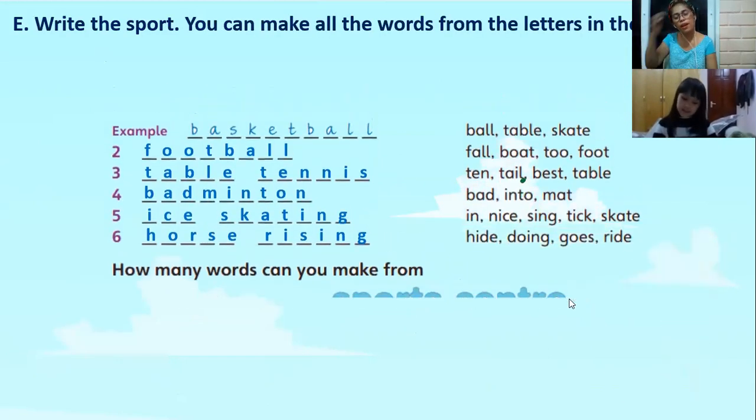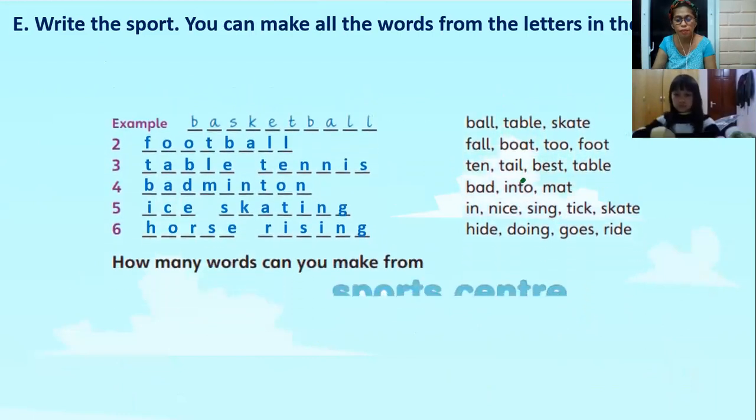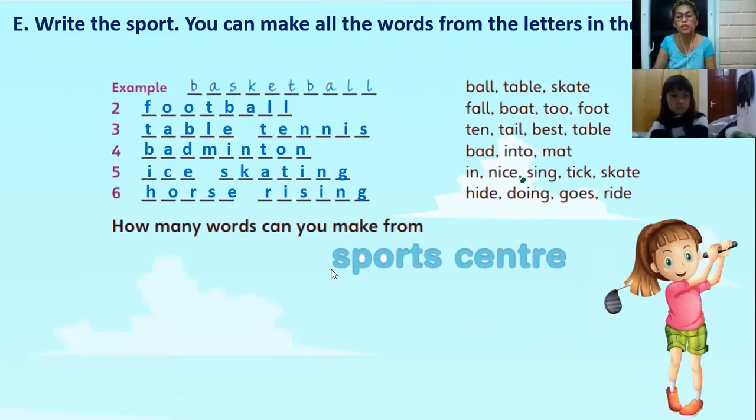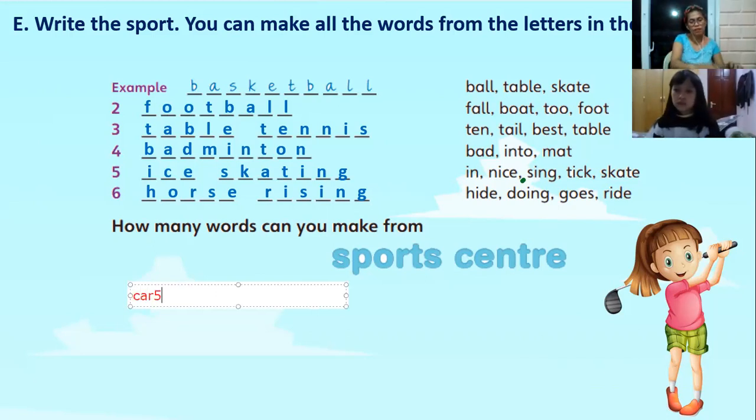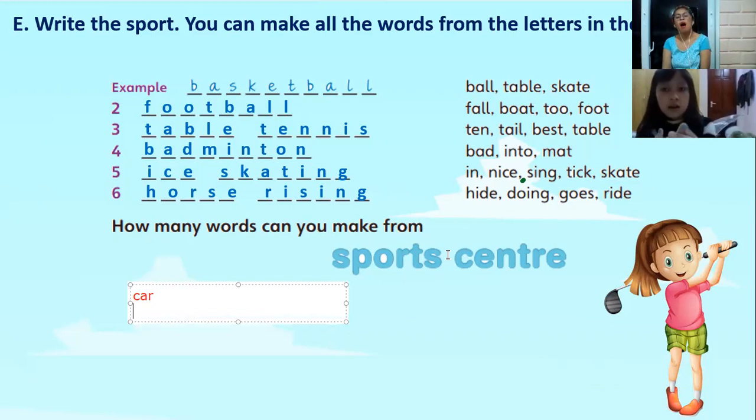So we have here, Amy, we have to find how many words you can make from "sports center". We have to find words for the sports center. First, I will give an example. Sports center, how many words? You can have "car". Okay, how about you? In the sports center, you find words here. Football, badminton, basketball.